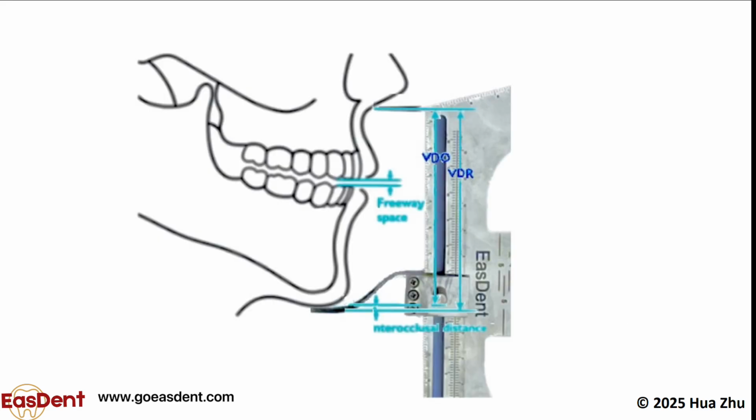Check whether the current VDO is correct. When the patient is relaxed, measure the VDR. Then let the patient bite down to measure VDO. At the correct VDO, the difference between VDO and VDR should be around 2 to 4 mm.